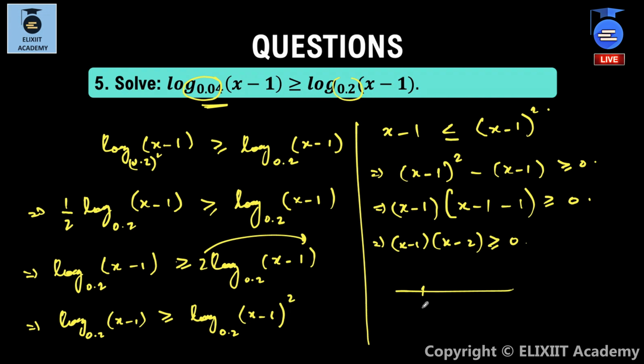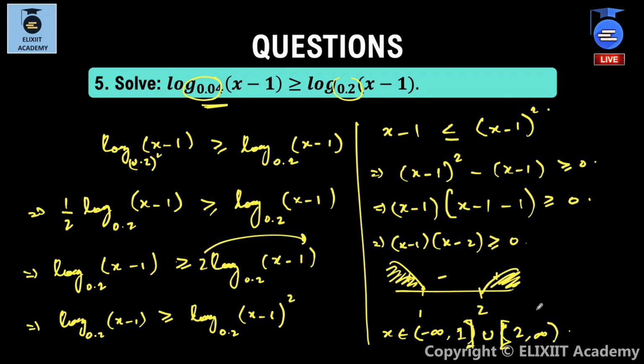So solve this now. How do we solve this? Wavy curve: 1 and 2, more than 2 positive, negative, positive. So what is the solution? We need the region where this is greater than or equals to 0. So we need this region and this region, which means x belongs to the open interval minus infinity to 1, union 1 closed interval, because here we have greater than or equals to, and union 2 to infinity.